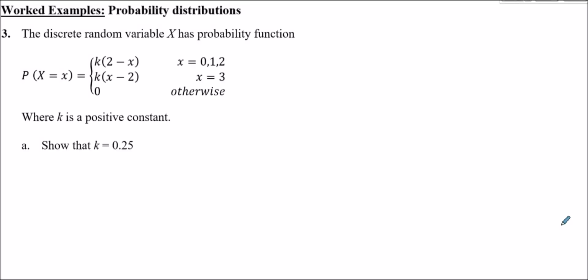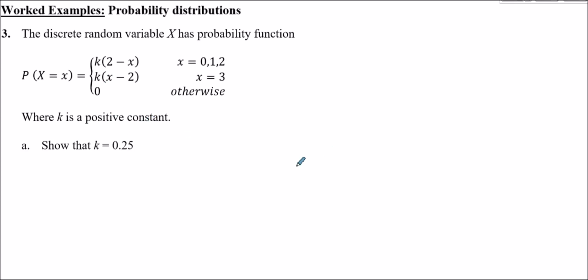Worked example 3. We've got this discrete random variable x, which has the following probability function. And so x can range from 0 up to 3, and the probability that the random variable takes these values from 0 to 3 is given by this function here. And k is just some positive constant we need to find. So first of all, we need to show that k equals 0.25.